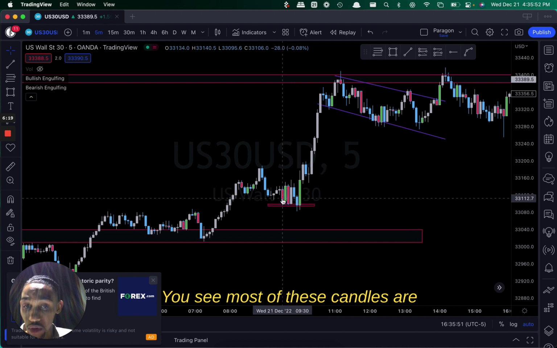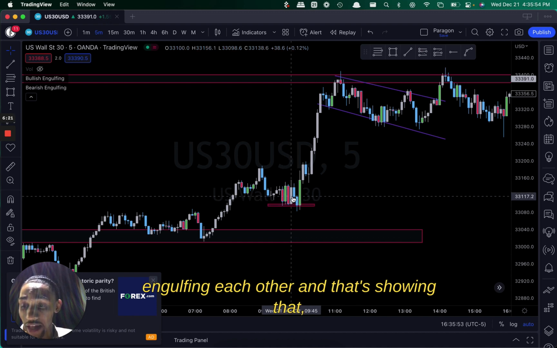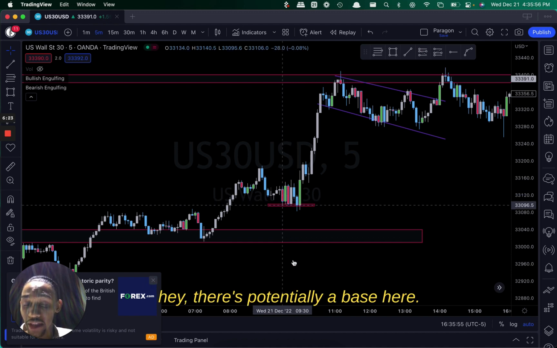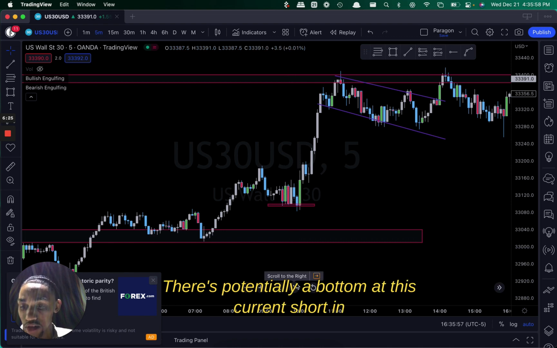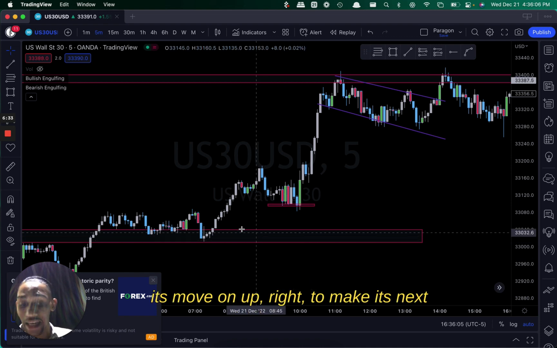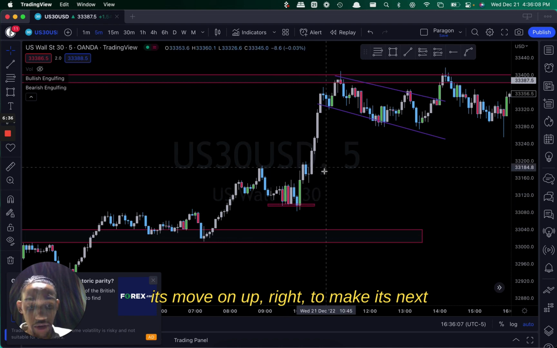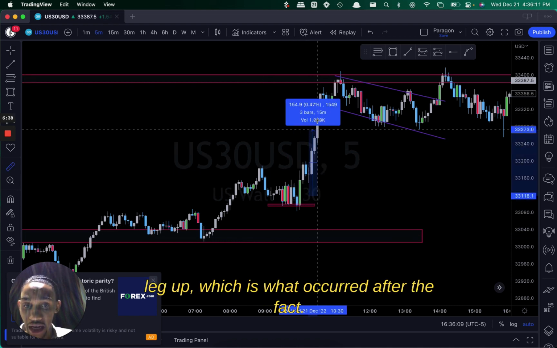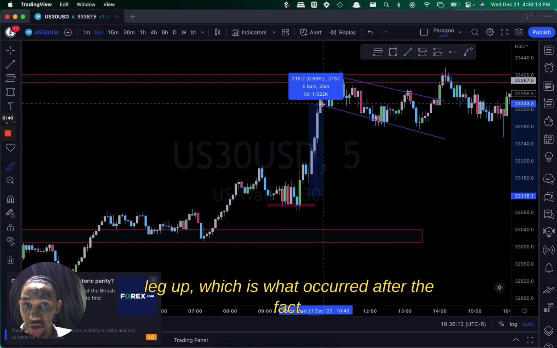You see most of these candles are engulfing each other, and that's showing that, hey, there's potentially a base here. There's potentially a bottom at this current short time period that can then be used to make its move on up, right? To make its next leg up, which is what occurred after the fact.